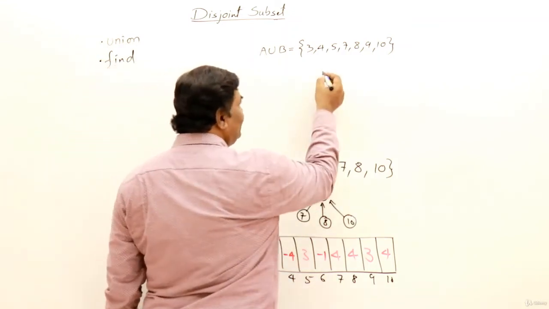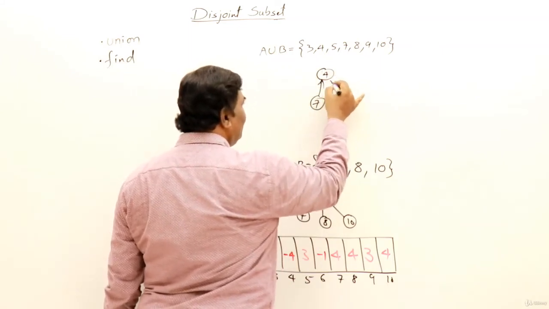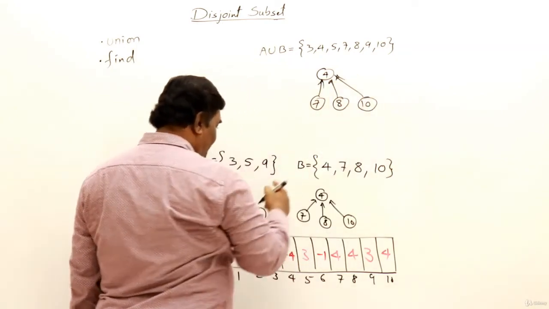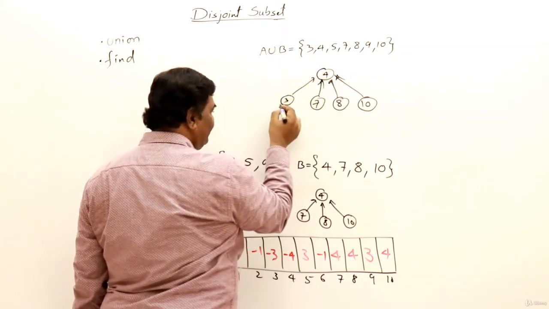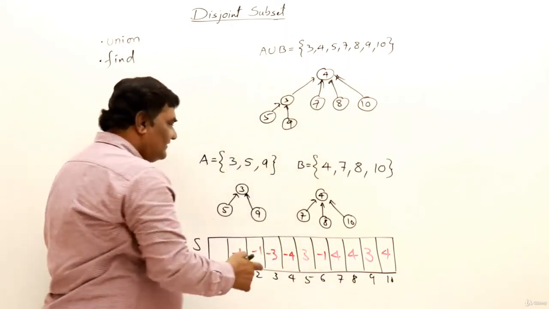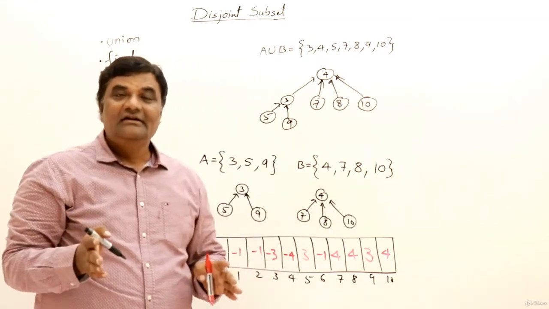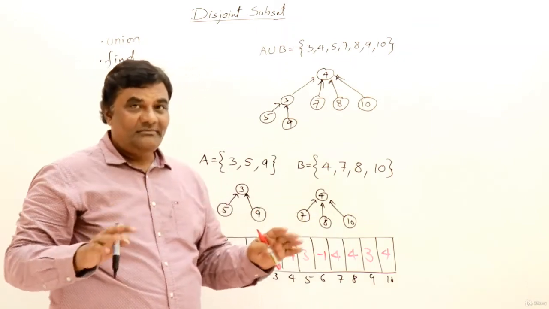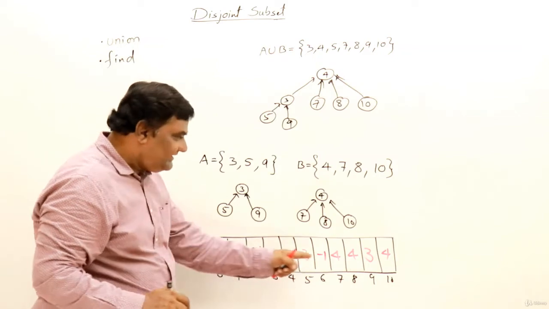So this one has more elements, so let us put 4 there. And 4 already has 7 and 8 and 10. Then what about this 3? Along with its children, 3 will point to this one. So this is 5 and this is 9. All these nodes are joined together under 4, right? These were two independent sets with nothing common. Now they are joined together, they became a single set. Now let us see how it is done inside the array.